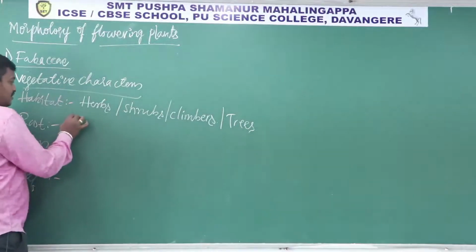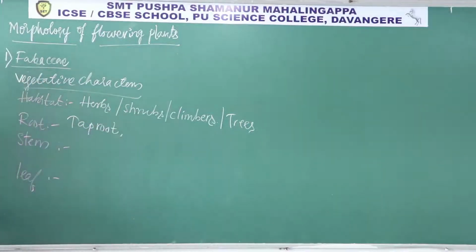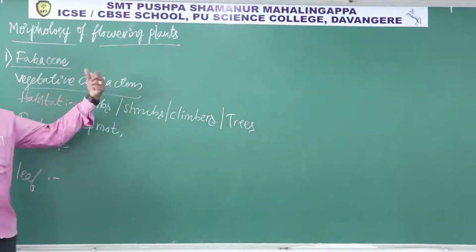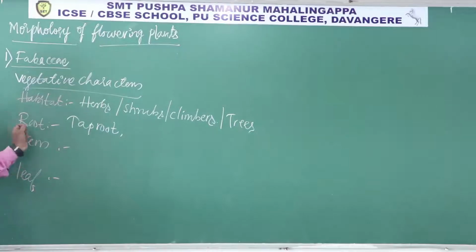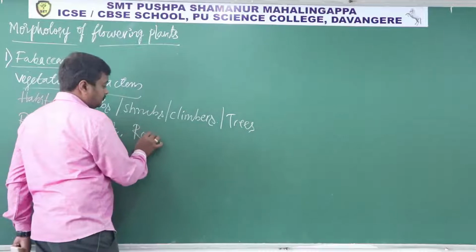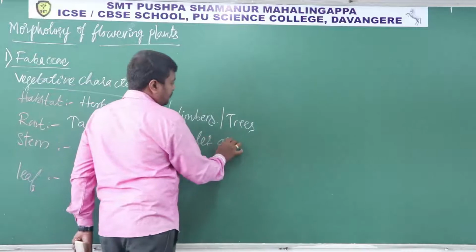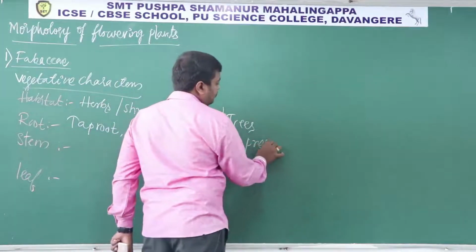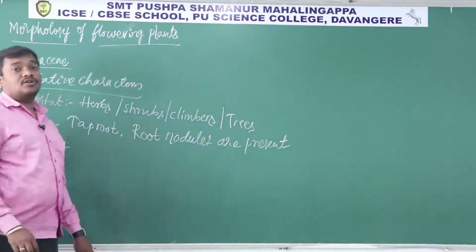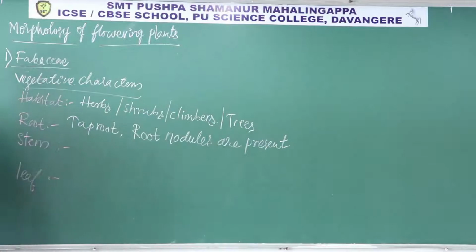So the root is a taproot. And along with that, the most important thing under the family Leguminosae, which includes Fabaceae, Caesalpinaceae and Mimosaceae, is that they have a very special kind of root called root nodules. Root nodules are present. Okay, so these root nodules are formed due to the association of rhizobium bacteria.